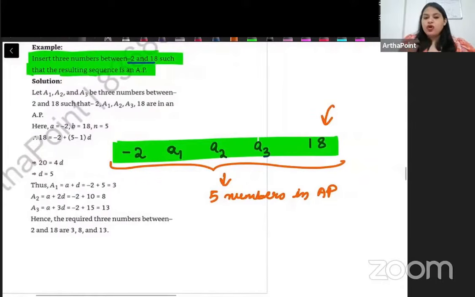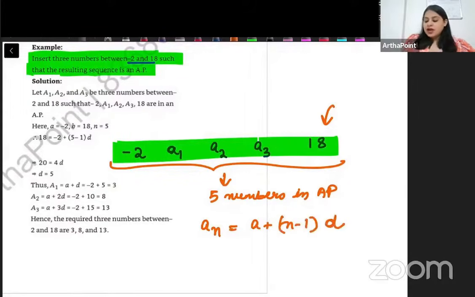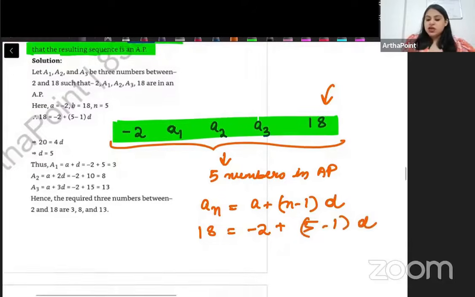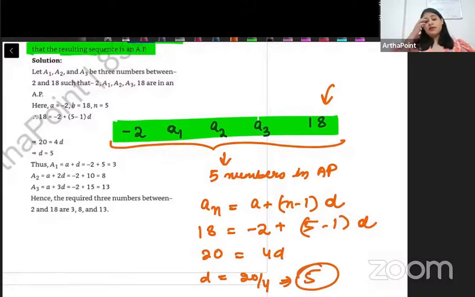So beta, how do you go ahead and solve this thing? We know that the nth number is A plus N minus 1 into D. Last number is 18. First number is -2 plus I have 5 numbers that I want to have in the series, 5 minus 1 into common difference D. So it will be 20 is equal to 4D. So D will be 20 divided by 4, which will be 5. So the common difference that I will have in this case will be 5. बस अब तो add करते जाओ 5, 5, 5, 5. You will get the answer.